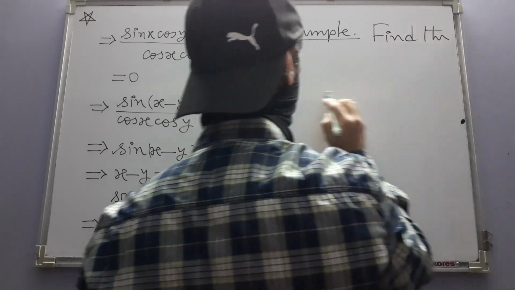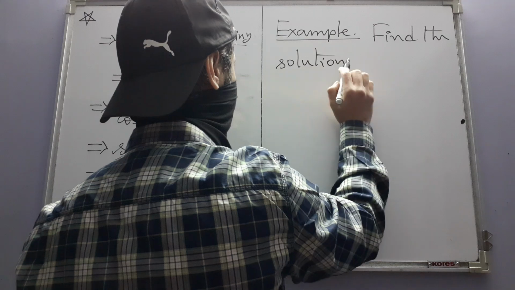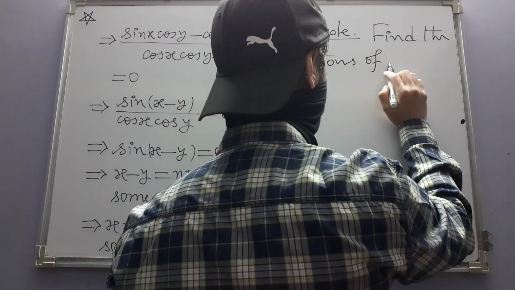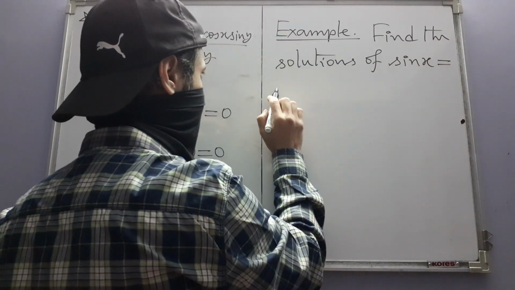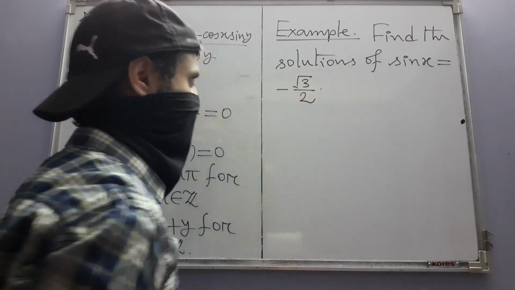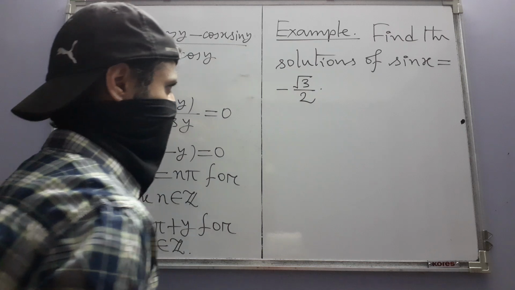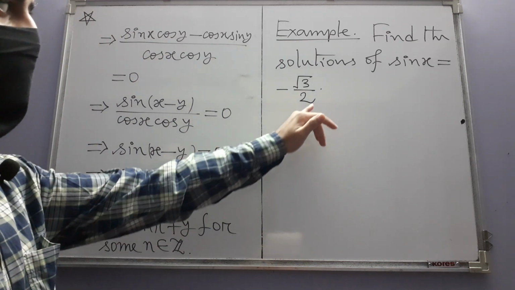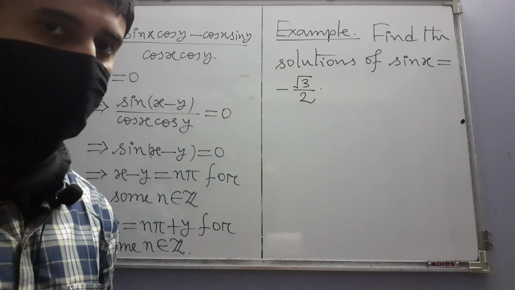Find the solutions of, what's the equation? sin x is equal to minus square root of 3 divided by 2. So you know what to do if you want to use the first theorem. Namely, you have to express the right hand side of this equation as the sine of something.